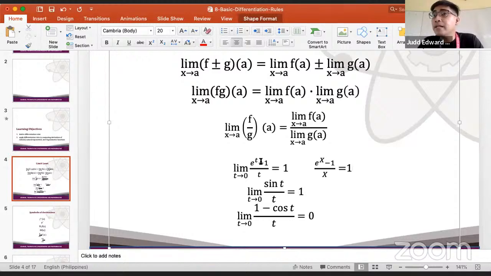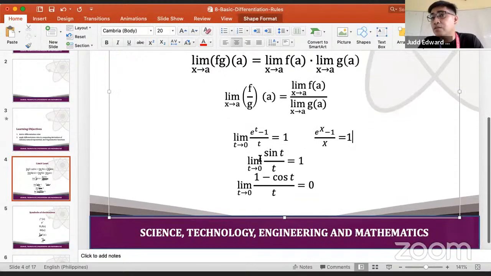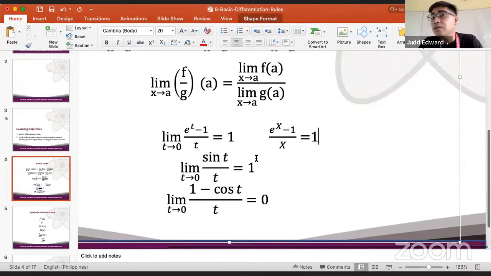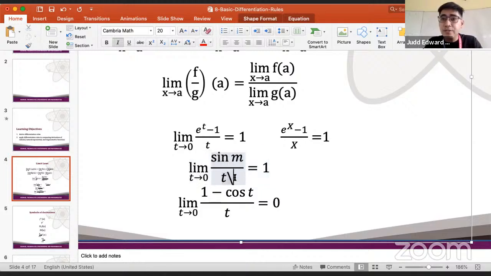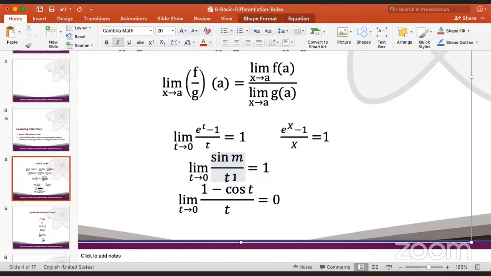So, pinapalitan lang naman po yung variable dyan. So, kahit na anong gamitin nating variable, they will be the same. For example, sin t over t is equal to 1. What if pinalitan ko to ng sin m over m? Is the answer equal pa rin kay 1? Yes or no? Yes po. Okay, they will still be the same.